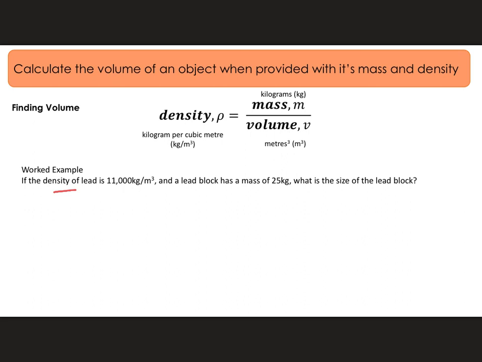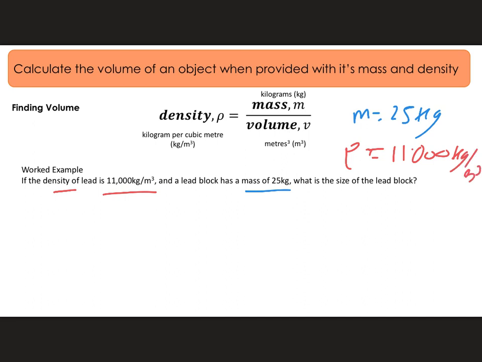So we've got here density is equal to 11,000 kilograms per meter cubed. And we've then got that mass is 25 kilograms. So I'm just going to put these up here. That mass is 25 kg, and density rho is equal to 11,000. Okay, and it wants us to calculate the size of the block. Remember, it's 11,000 kilograms per meter cubed. So here we want to calculate the size of the block, which is the volume.